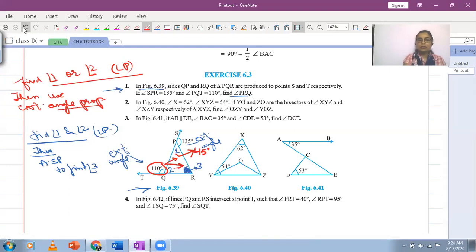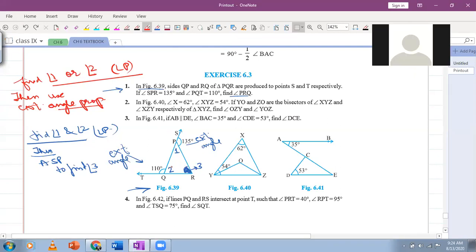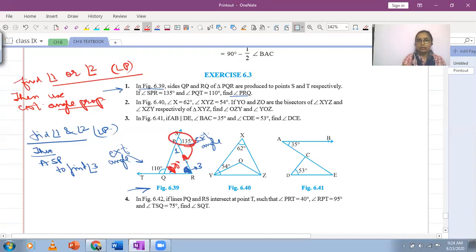और अगर मैं angle 2 find करती हूँ, if I don't find angle 1, if I find angle 2, can anyone tell me quickly what will be the measure of angle 2? 70 degrees. So this angle here will be 70 degrees. And then what I can do is I can relate 135 with angle 70 and angle 3, exterior angle property. उसमें मुझे angle 1 की जरूरत नहीं पड़ेगी.